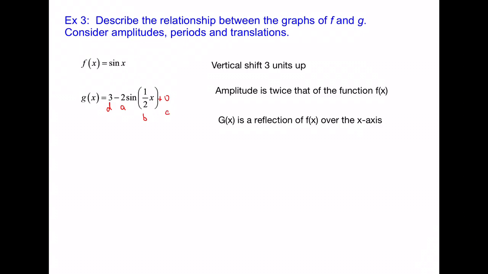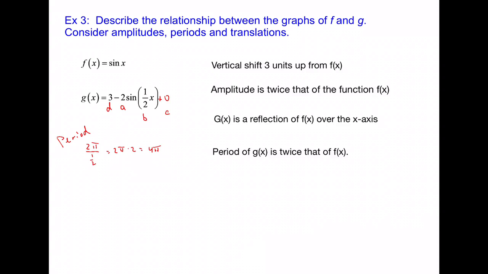And then the b is going to help you find the period. So originally it's 2 pi, and so let's go ahead and calculate what it will be now. It'll be 2 pi divided by 1/2, which is 2 pi times the reciprocal, so that would be 4 pi. So this represents the period. The original is 2 pi, now it's 4 pi. So the period is twice that of the original.